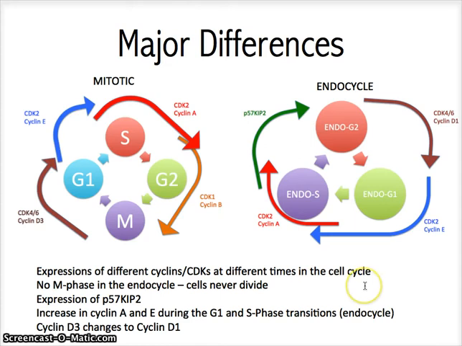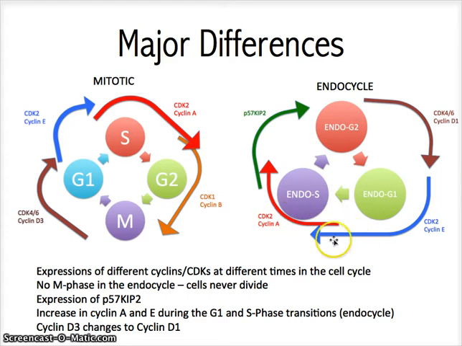So this is just a slide in conclusion to show you a picture representation of the two cycles, and to illustrate the major differences. So as you can see, the expressions of the different CDKs are at different times. There is obviously no M phase, meaning that the cells never divide in the endocycle, and that leads to their large size and polyploidy. You get this expression of P57 KIP2, which is an inhibitor which blocks CDK1 and stops the cell from progressing into an M phase, so that's why there is no M phase.